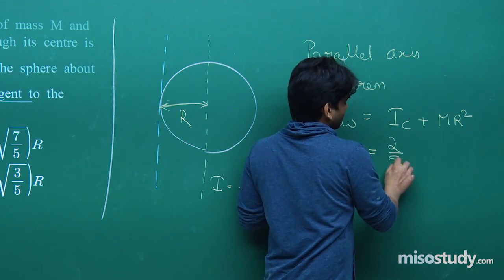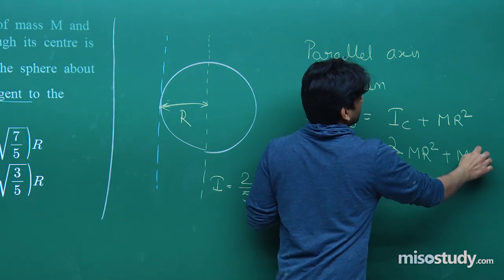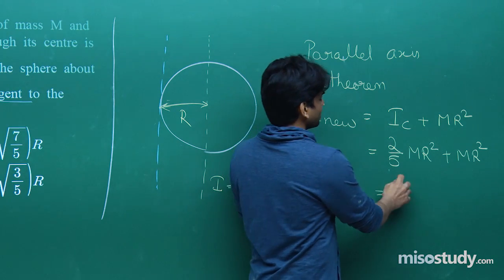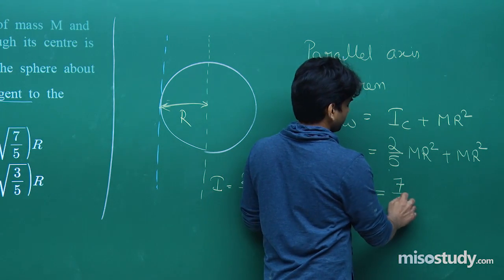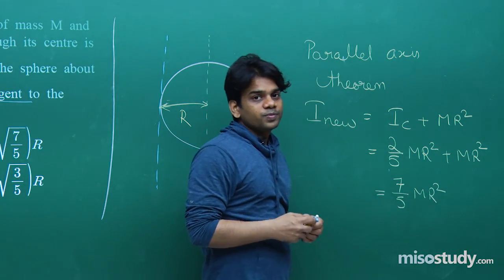I_C is given as 2 by 5 MR square, and the other term is MR square. When you add, you will be getting 7 by 5 MR square. What do you do?